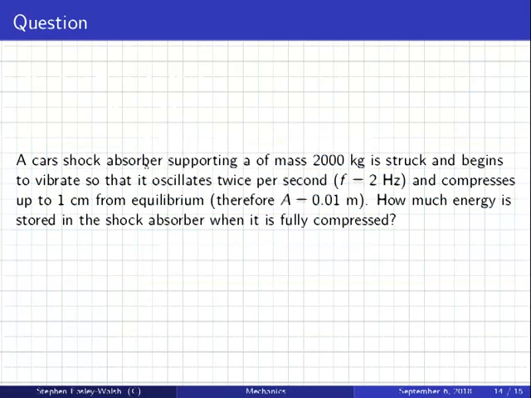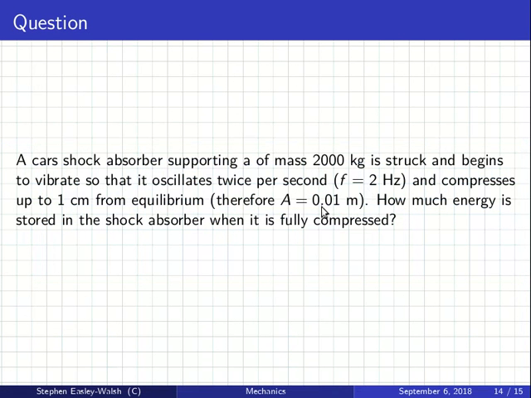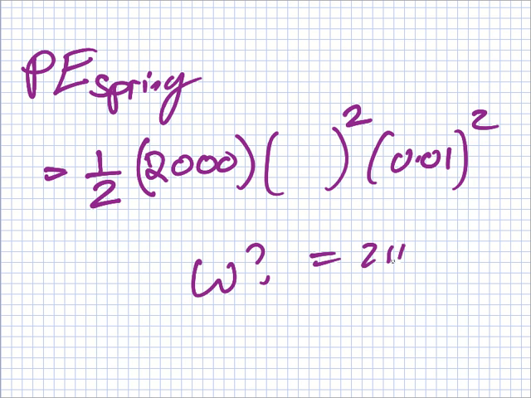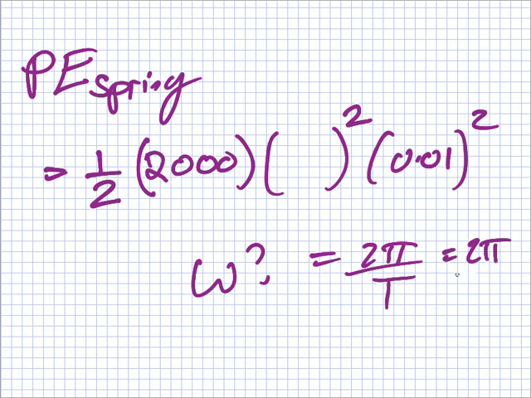Half m omega squared S, which in this case is 0.01. It compresses this much, that's the S. Do we know the omega? No. Oh, this is squared as well, sorry. Do we know the omega? No. But we can say omega equals 2 pi over T. Do we know the T? Yeah, 1 over F. So that's 2 pi over 1/2, so that's 4 pi.